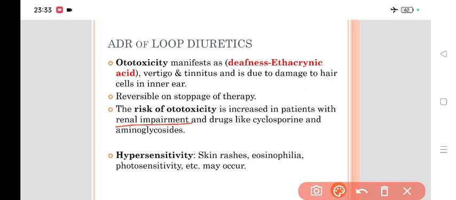The risk of ototoxicity is increased in patients with renal impairment. If you have renal failure, the risk of ototoxicity is increased. If you are using drugs like cyclosporine or aminoglycosides, which are highly ototoxic, the risk increases. There is a chance of hypersensitivity reactions in the form of skin rash and eosinophilia, and photosensitivity reactions also occur.